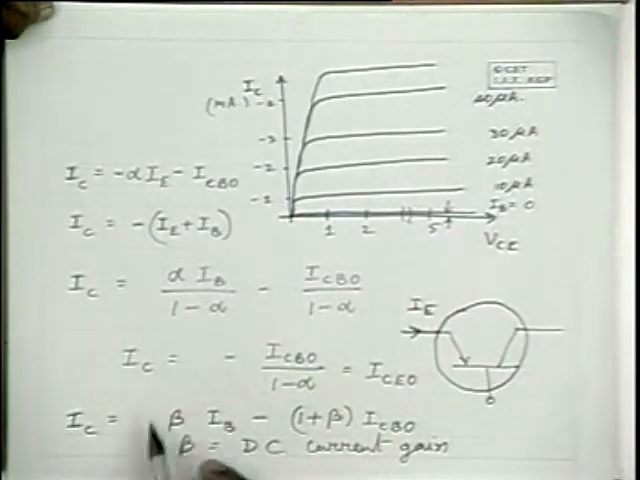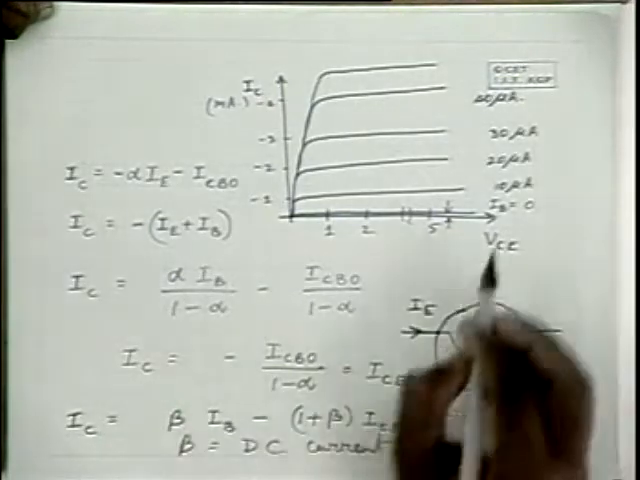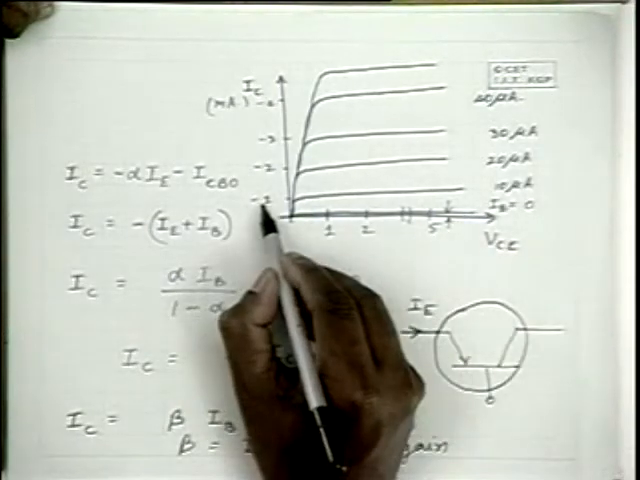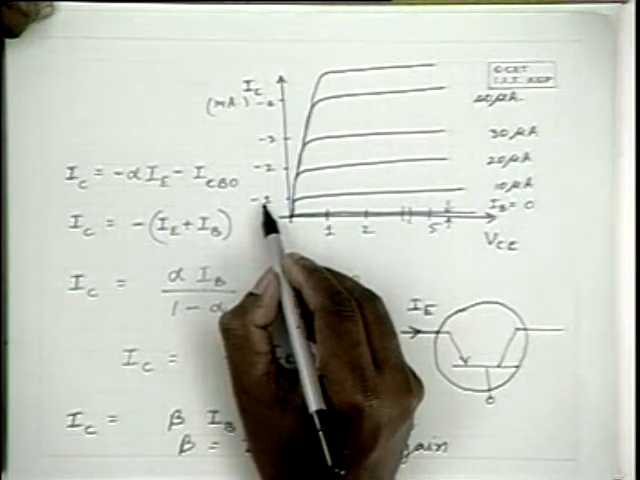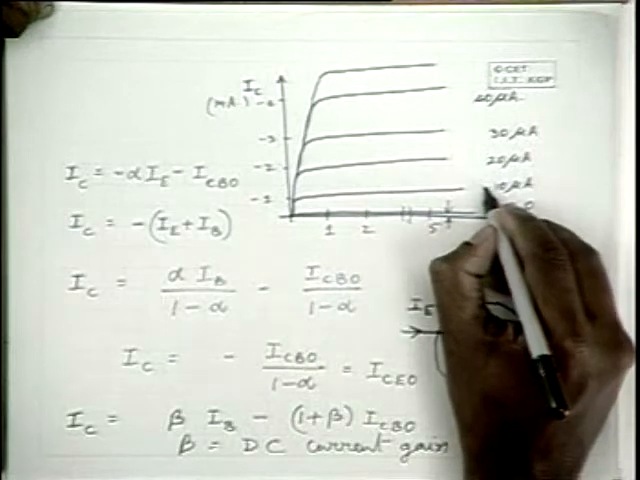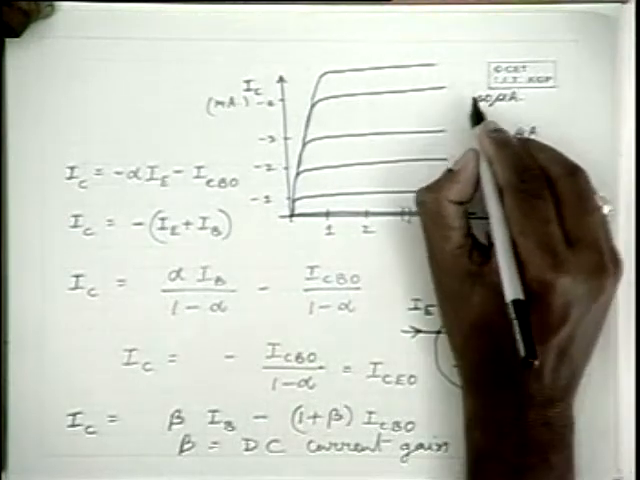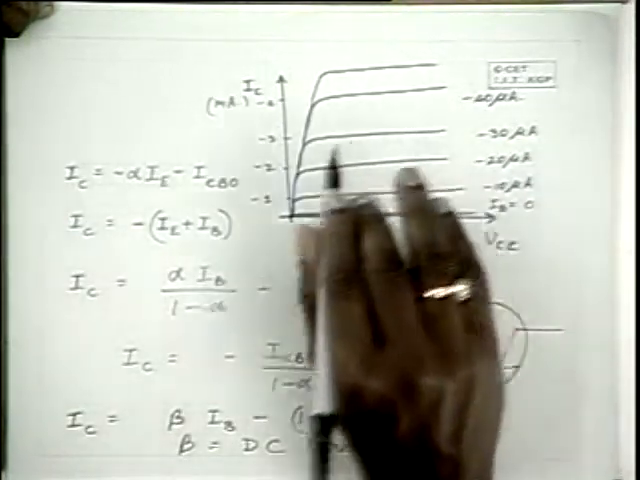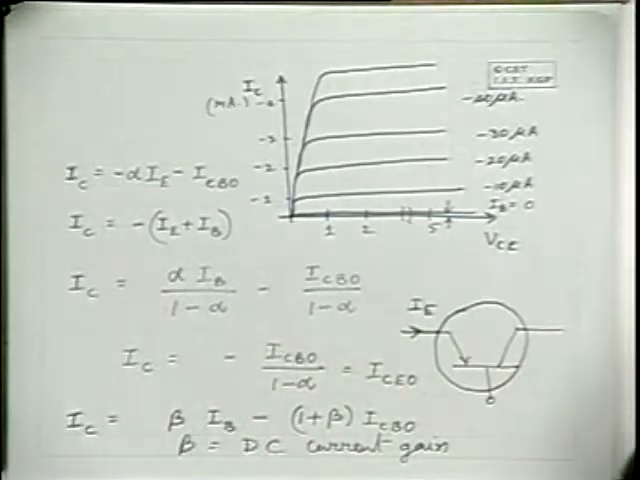And because beta is of the order of 100, for 10 microamperes you are getting about 1 milliampere, and for 20 microamperes, 2 milliamperes, and so on. Please note that these are all negative figures because of the convention we are following. So this is what is known as the common emitter configuration.